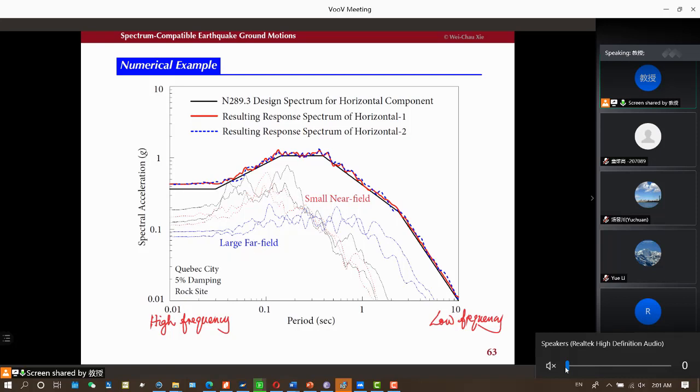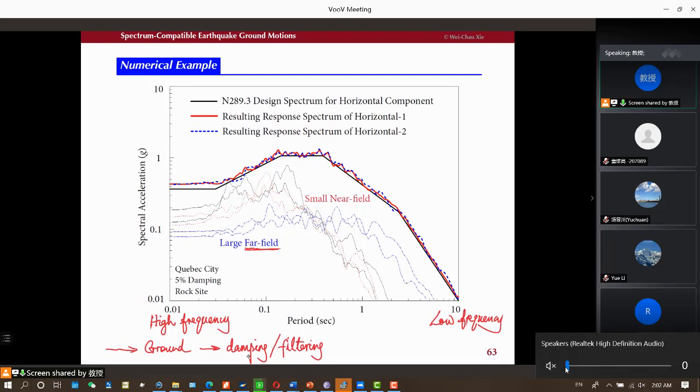So for a far-field earthquake, when it propagates to the site, that means the distance between the source of the earthquake and the site is large, far-field. Okay, so then the ground would have more damping and more filtering. So this would give us more low frequency components. And for near field, because it's close, the filtering is not significant. So we will have more high frequency.